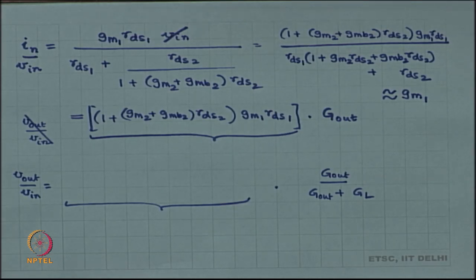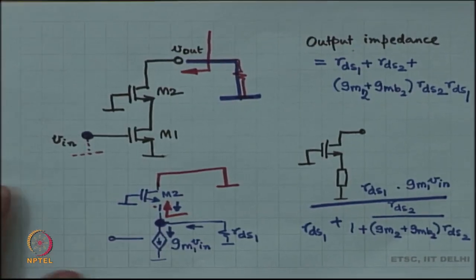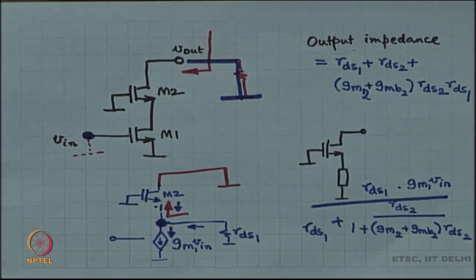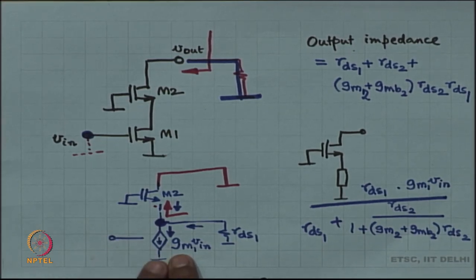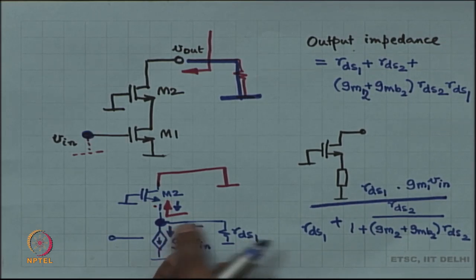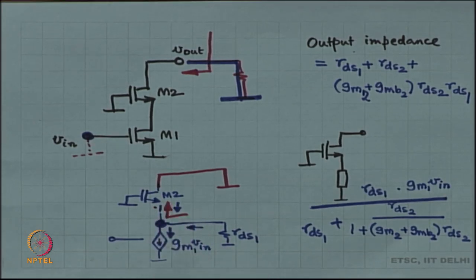What is going on over here? Are we missing something? Take a look again. How did we find out the output transconductance, the short circuit transconductance? There was a voltage V in, it got converted to a current GM1 times V in. Now, GM1 times V in saw RDS1 on this side and it saw another impedance on the other side and there was a current division.